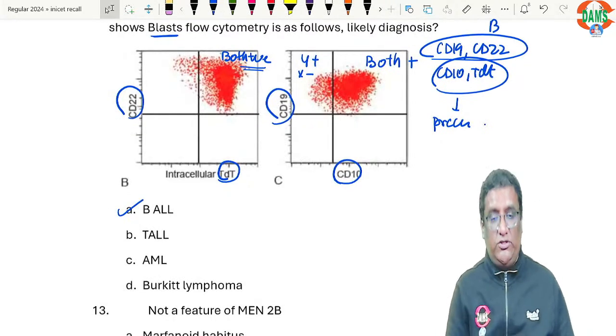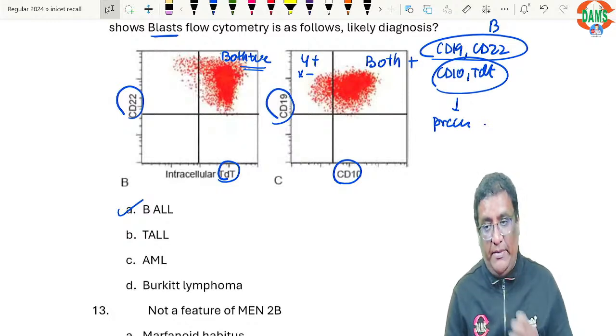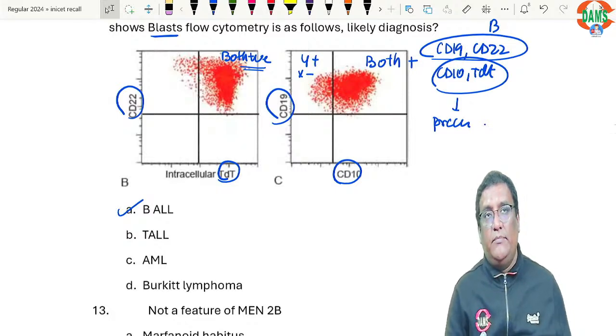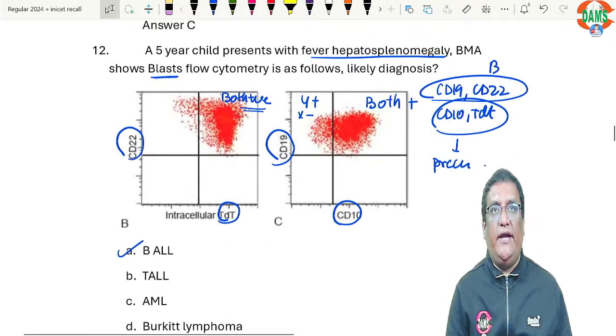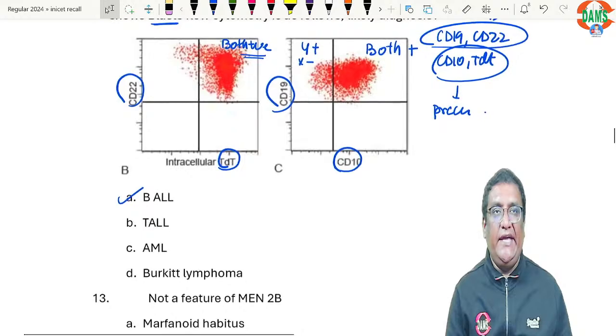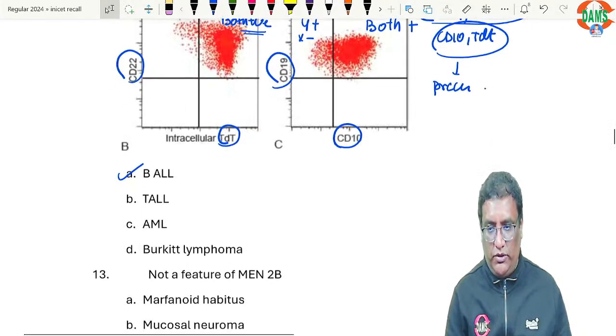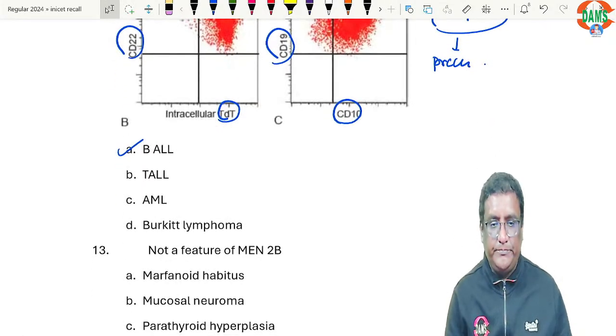Okay, the blast image was also given. I will incorporate that blast image as well. So this is the diagnosis. The diagnosis is B-ALL. The blast image was also given. I'll just add that as well.